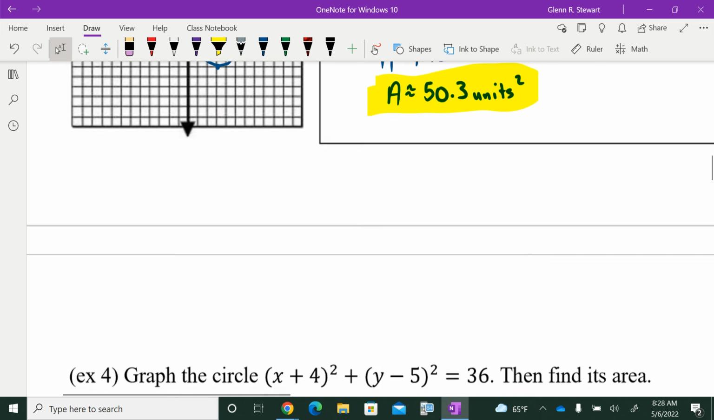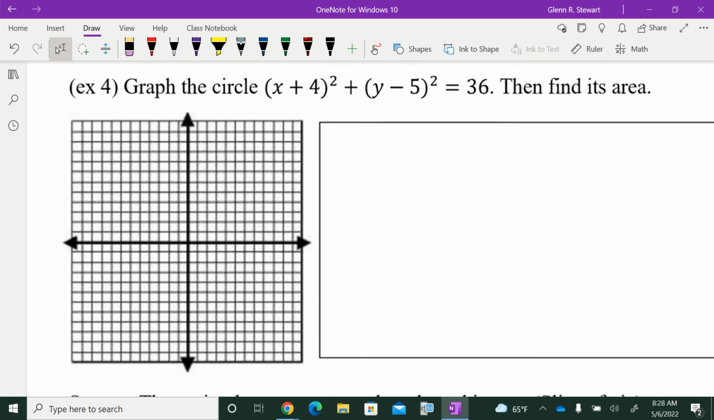Okay. All right, let's take a look at example number 4 here. Graph the circle, then find its area. First thing that we want to do is find the center. So I've got negative 4, comma 5. And then the radius. Now remember that original formula, the reason that that's -4 is because the original formula says x minus. So really this is like minus a -4 there. And then the radius is, anyone know what that would be? 6. What square gives me 36?